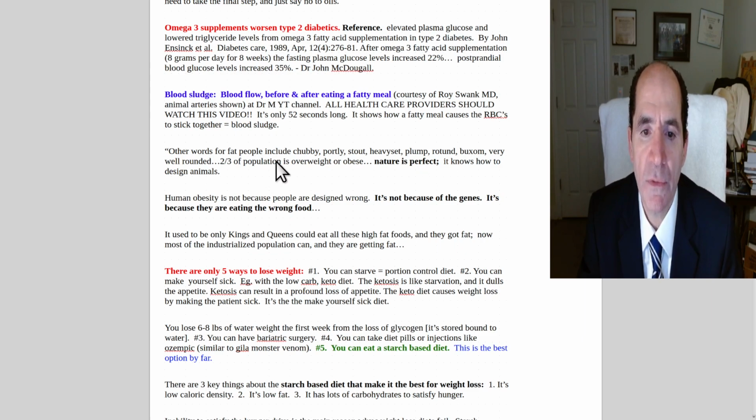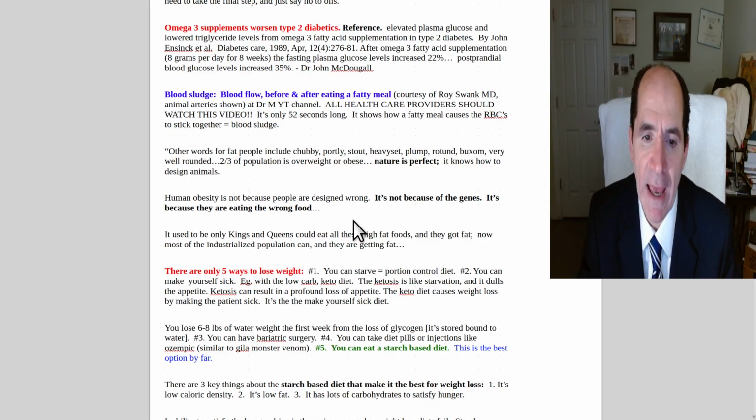Okay, other words for fat people include chubby, portly, stout, heavyset, plump, rotund, buxom, very well-rounded. 2/3 of the population is overweight or obese. And what he's kind of getting at is there is no nice word to say a person's fat. Okay, he says, nature is perfect.